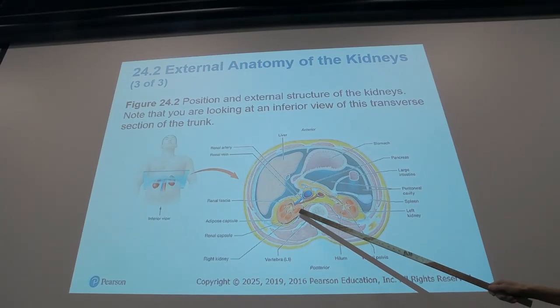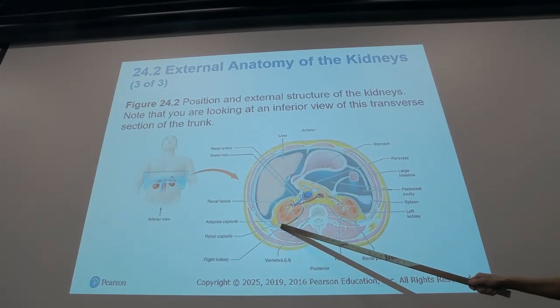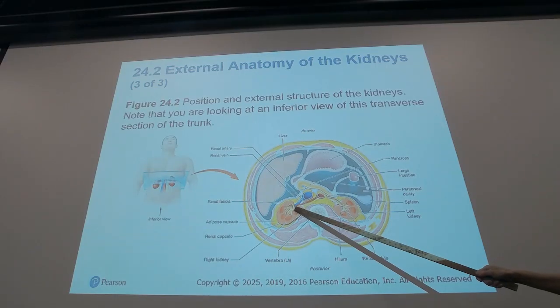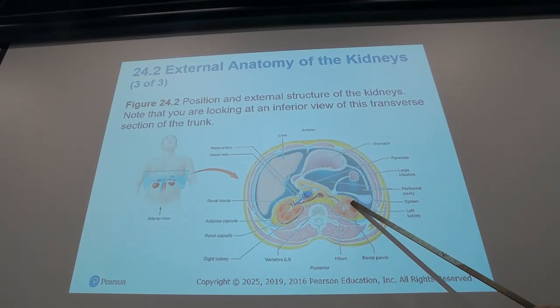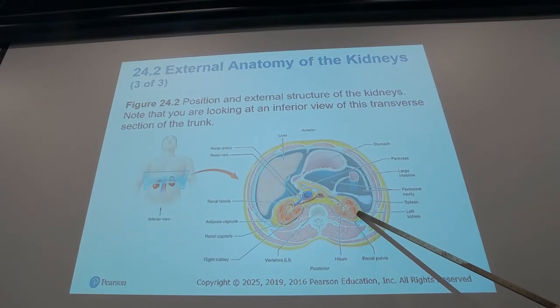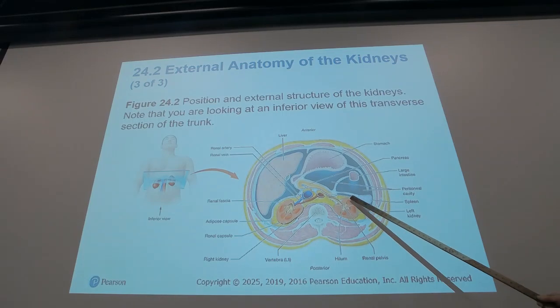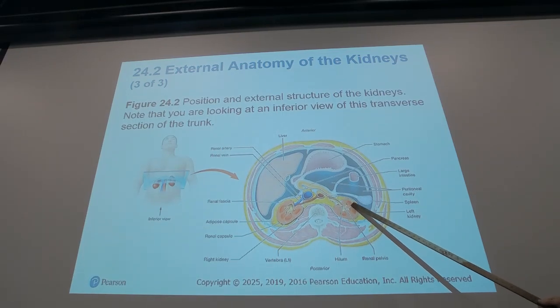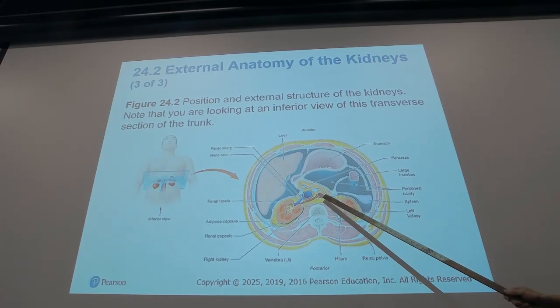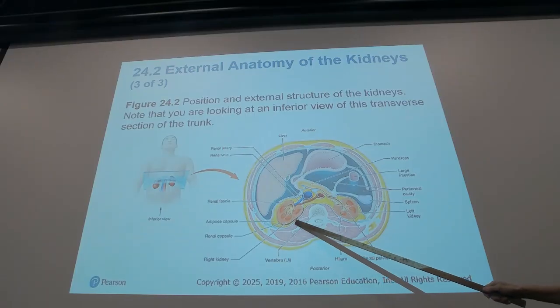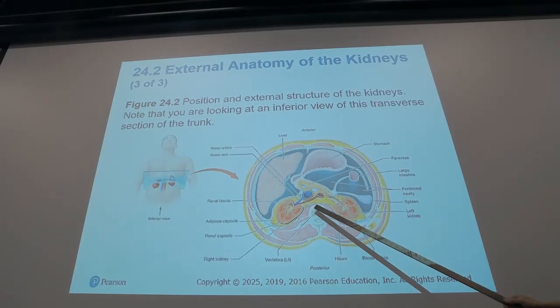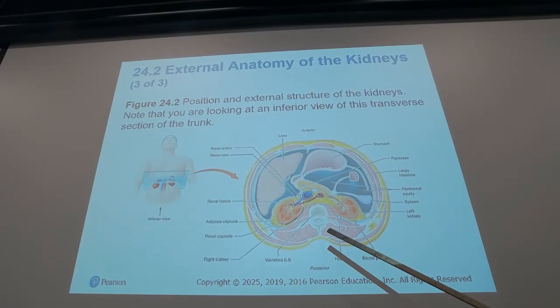These are the transverse cuts of the kidneys. So the renal capsule is directly in contact with the tissue of the kidneys. And then in between the renal fascia and the capsule, we have the perirenal fat. So this fat helps to keep the kidneys into their place.